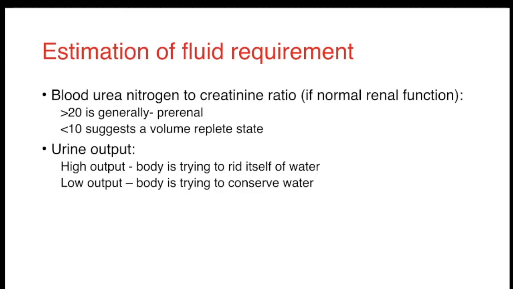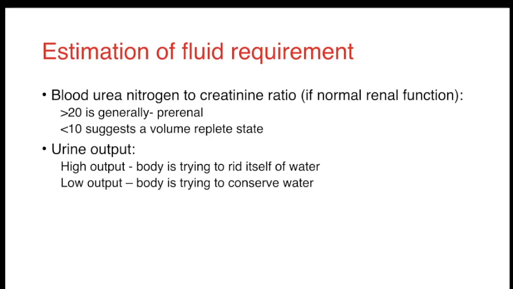So, coming to estimation of fluid requirement, first of all, we need to check if the patients actually do need fluid. For that, when it comes to our biochemical parameters, a BUN to creatinine ratio, which is blood urea nitrogen to creatinine ratio, of more than 20 is generally suggestive of a pre-renal event, assuming that the patients have a normal renal function in the preoperative period.